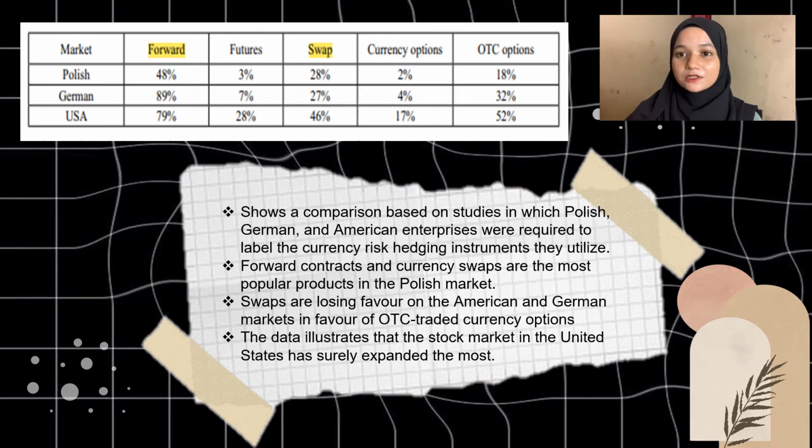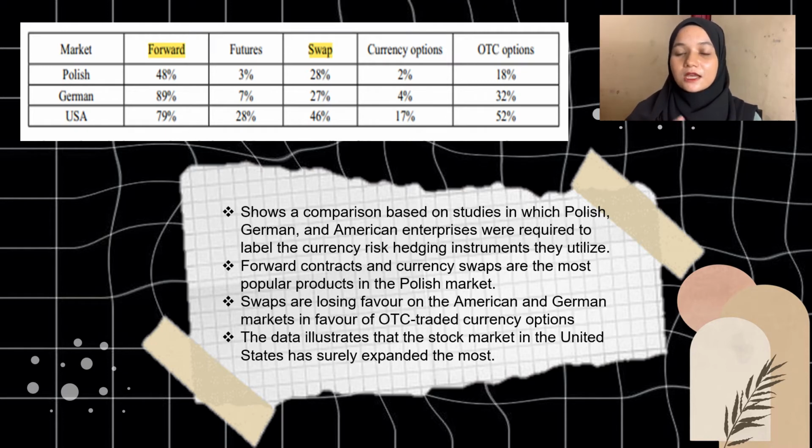This table shows a comparison based on a study in which Polish, German, and American enterprises were required to label the currency risk hedging instruments they utilize. Forward contracts and currency swaps are the most popular products in the Polish market. Currency swaps have gained popularity because they are employed by international corporations investing in Poland. Swaps are losing favor in the American and German markets in favor of OTC traded currency options.